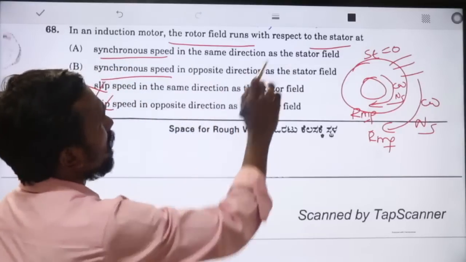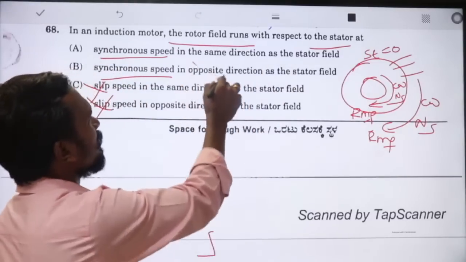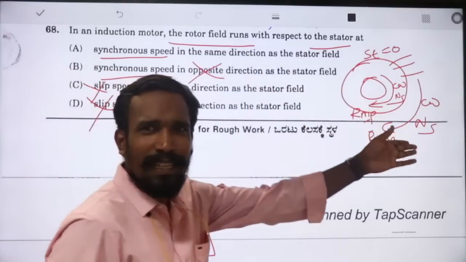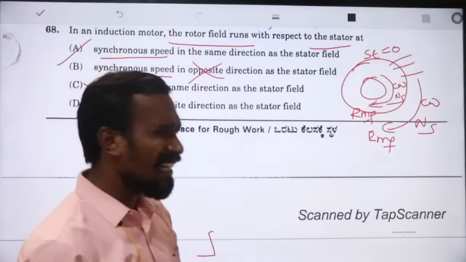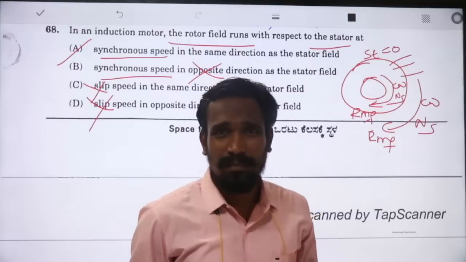In the same direction as the stator field, or in the opposite direction? Both are in the same direction, right? Really, this is the answer. Really very easy questions are there, sir.